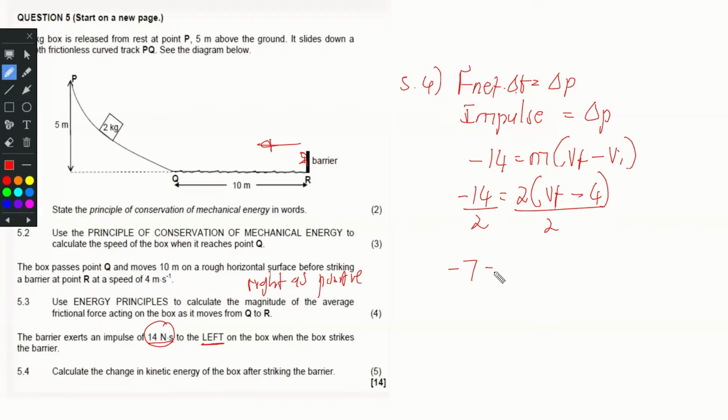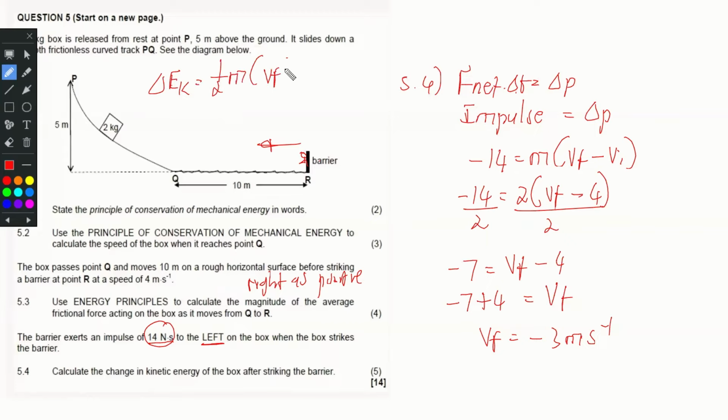And then we have negative 7 is equals to VF minus 4. Now, if we transpose the negative 4 over to the side, it's negative 7 plus 4 is equals to VF, which will give us our VF is negative 3 meters per second, right? So this is the velocity in which it bounces off the barrier there. Now, to calculate the change in kinetic energy, we know that the formula for change in EK will be equals to what? Half M bracket VF squared minus VI squared, right?